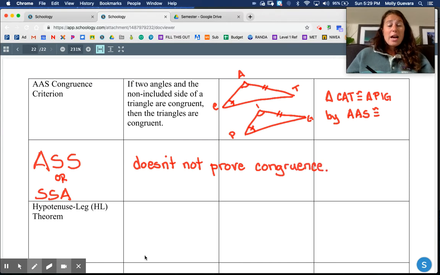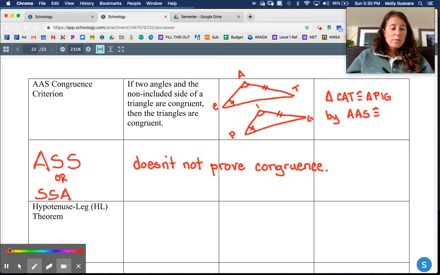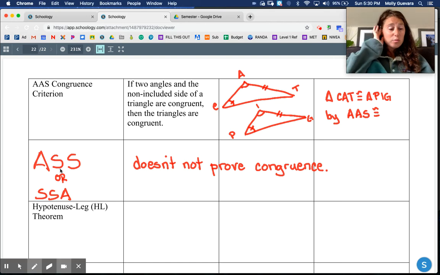So it has to be one of these other ones that we've talked about: side, angle, side; side, side, side; angle, side, angle; or angle, angle, side. It has to be one of those. Angle, side, side, or side, side, angle does not prove congruency. So that's it for our terms. Let's go back to 4.4 and we can go over the notes and be done.